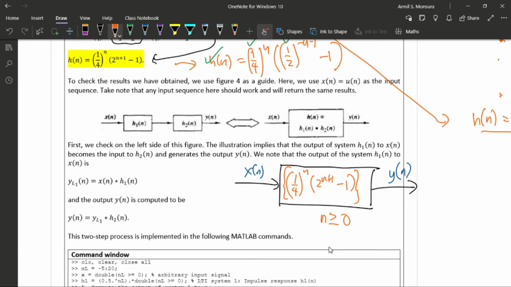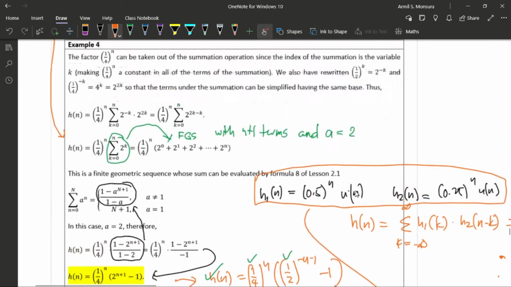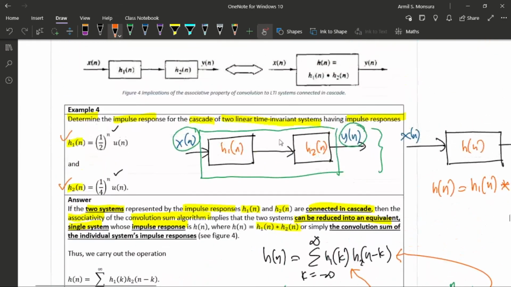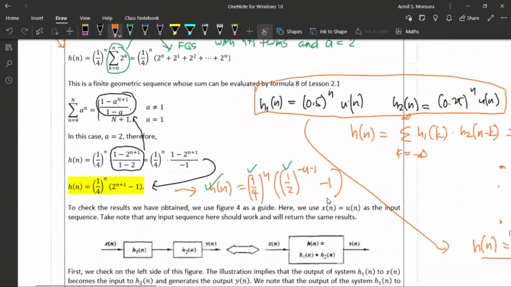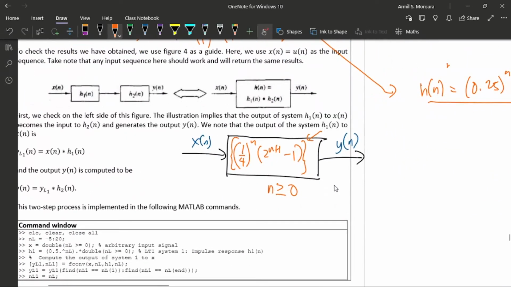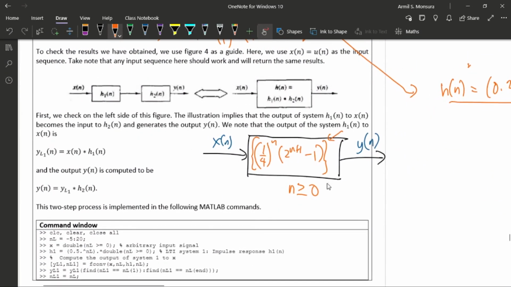So ibig sabihin, yung impulse response natin para sa equivalent reduced system natin, that represents the original interconnected systems, cascaded systems, would have an impulse response na ang terms ng impulse response, or the values of the sequence of the impulse response, can be computed using this formula.